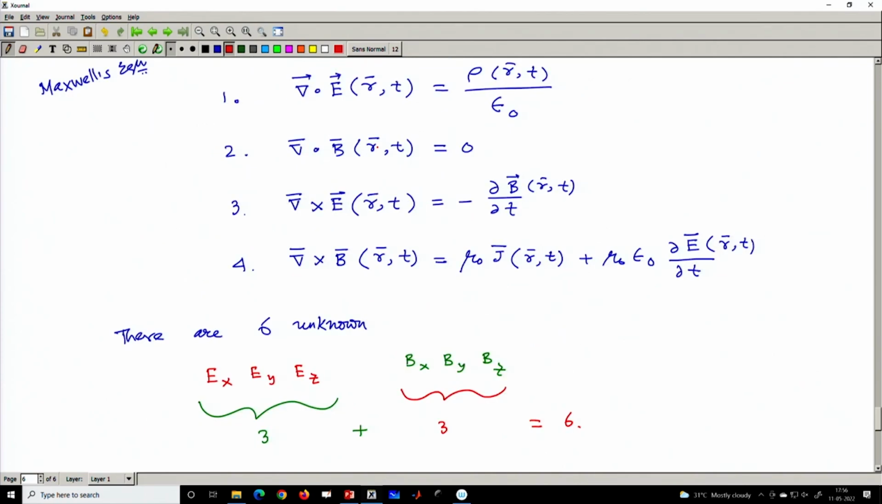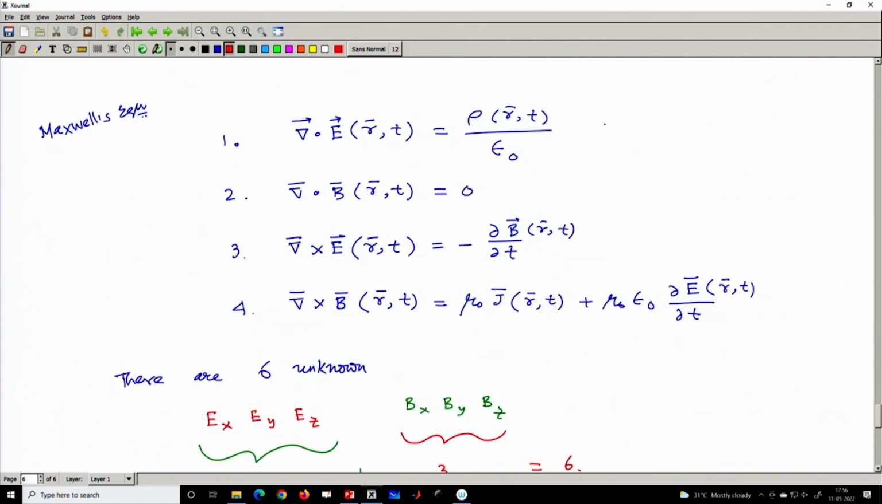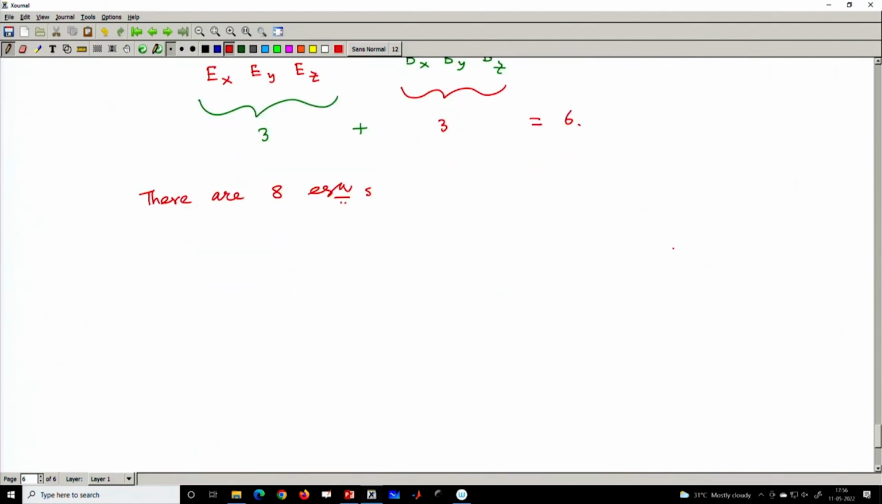So, how will you get these 8 equations? Because these are scalar equations, if you look carefully. So, this is one equation, this is a scalar equation, this is one equation, this is a vector equation. So, component wise, if you write, there should be 3 equations, and this is also a vector equation. If I write component wise, Bx, By, Bz, in this component form, there should be 3 equations. So, 1 plus 1, 2, 3 plus 3, 6, 6 plus 2, there should be 8 equations.